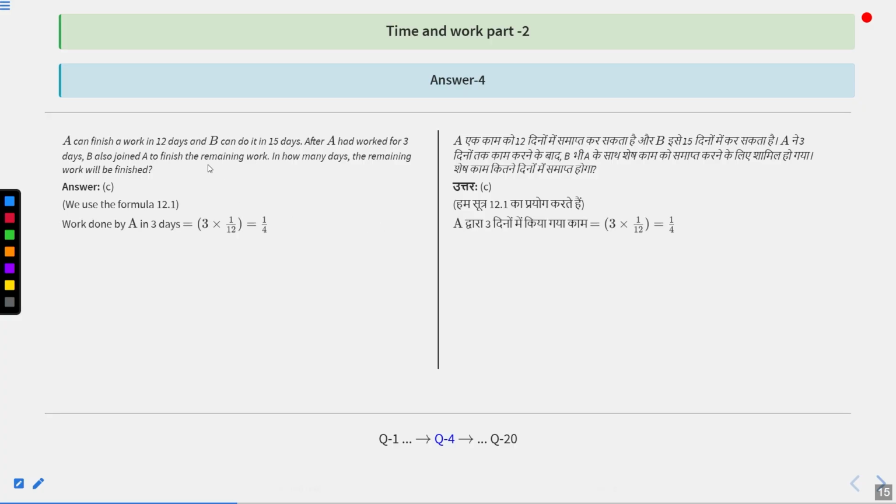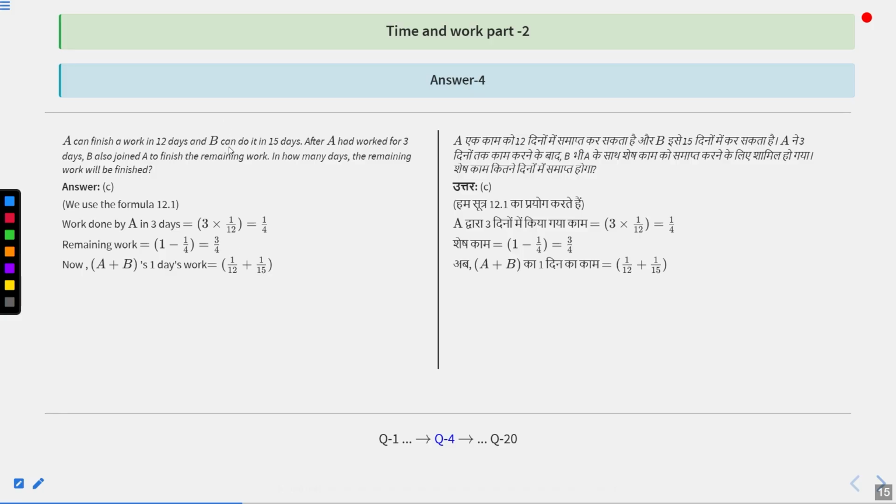Now the question says that A completed the work in 12 days. Clear? So what will the 1 day work become? 1 by 12. So the 3 days work done by A, multiplying by 3, we can directly calculate as 1 by 4. In the same way we get the remaining work. So 1 minus 1 by 4, which is 3 by 4.